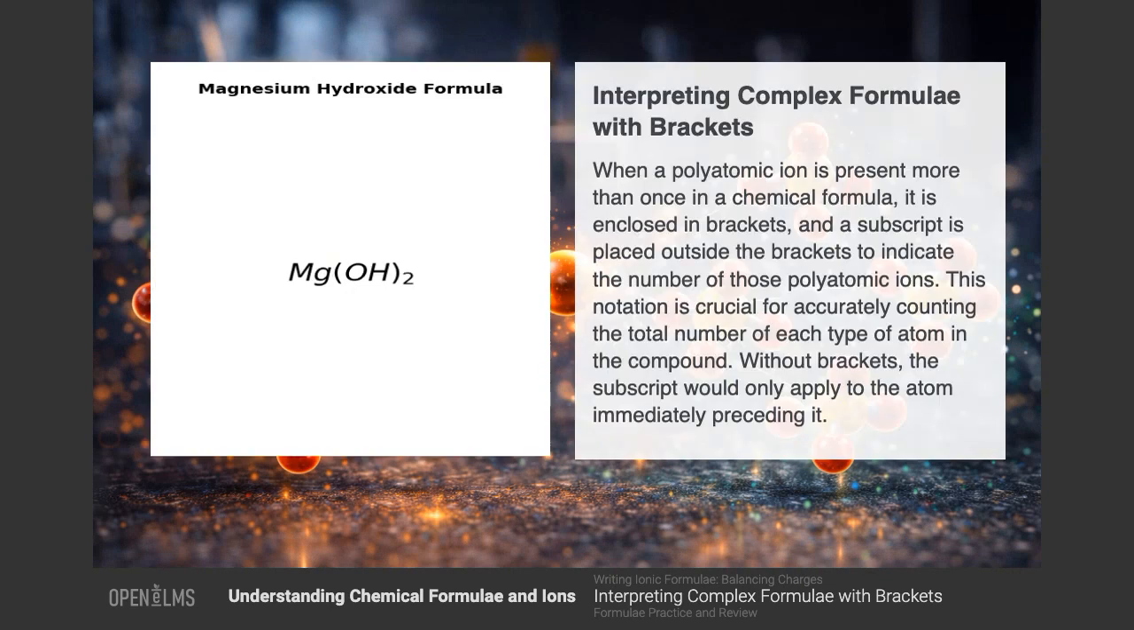Interpreting complex formulae with brackets. When a polyatomic ion is present more than once in a chemical formula, it is enclosed in brackets, and a subscript is placed outside the brackets to indicate the number of those polyatomic ions. This notation is crucial for accurately counting the total number of each type of atom in the compound. Without brackets, the subscript would only apply to the atom immediately preceding it.